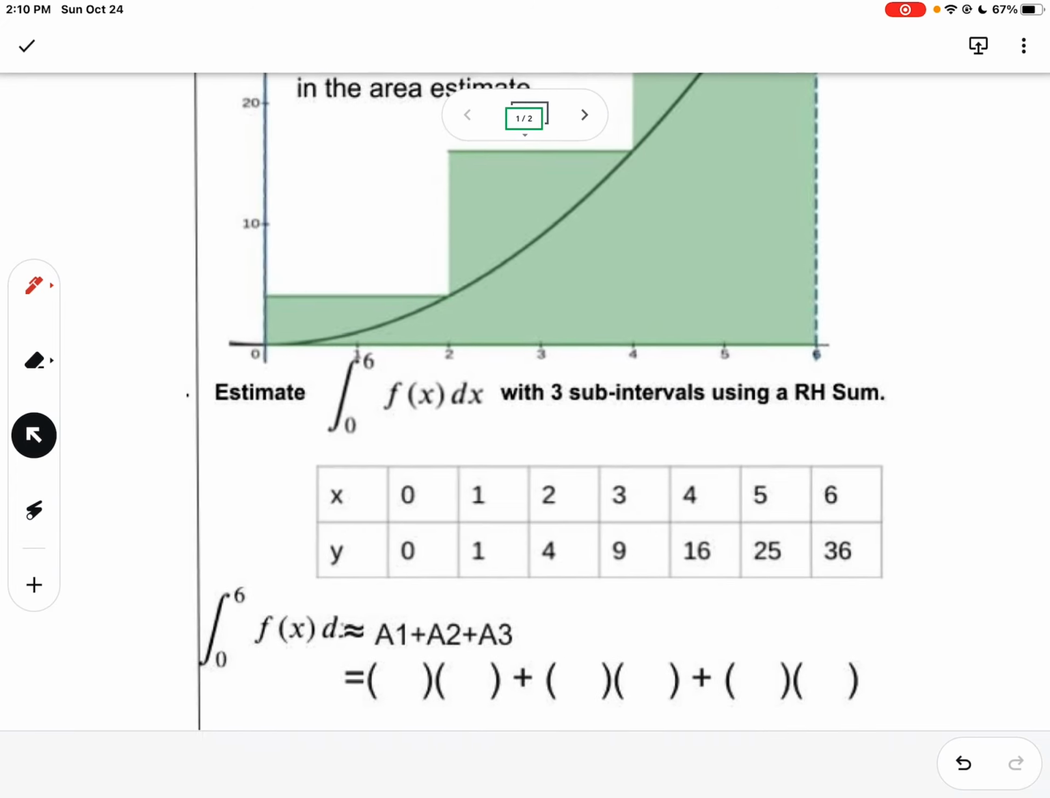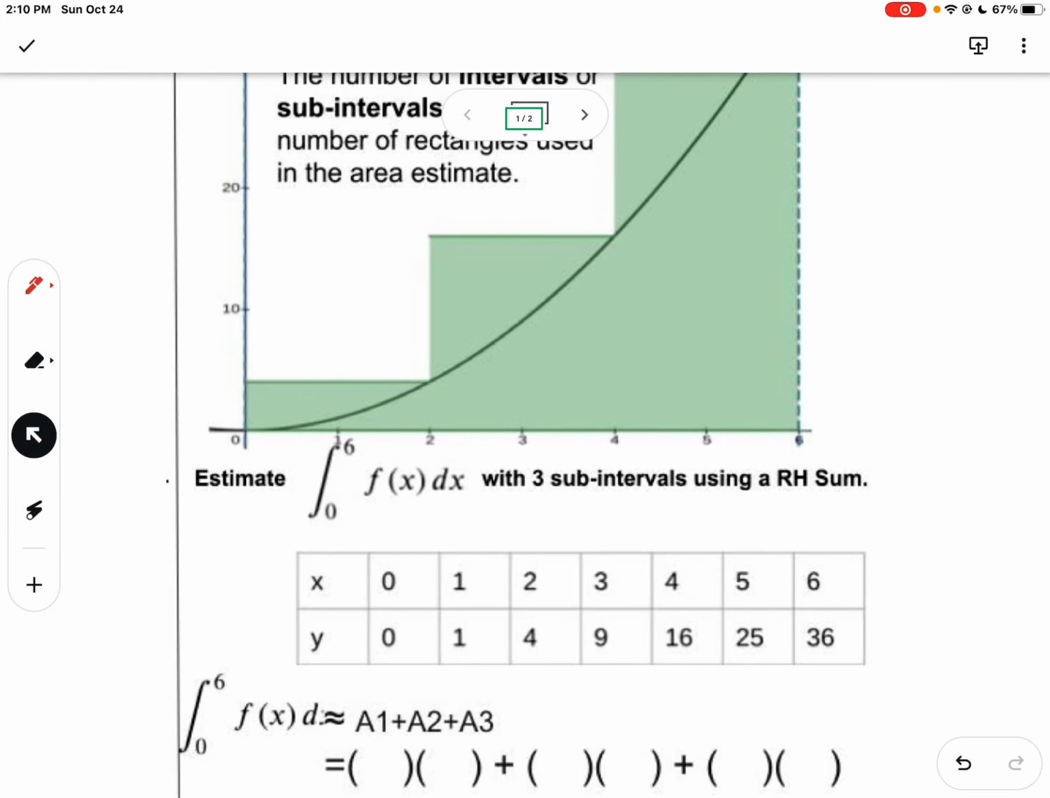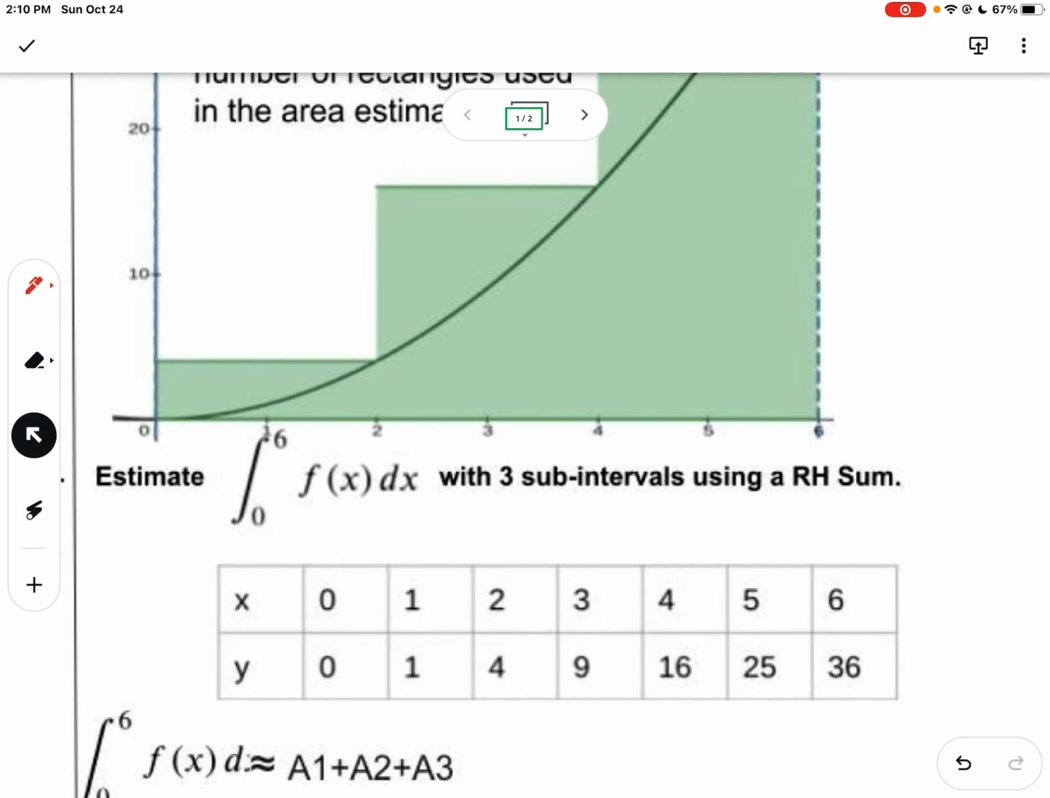Okay, so if you look at this, again, what are we doing here? You might want to see an earlier video in this series to get an idea of background. We've been given that formula, which you know is area under the curve, between x equals 0 and x equals 6 under the curve f of x. In this case, it's y equals x squared. Now it says we're going to do 3 subintervals using a right-hand sum.